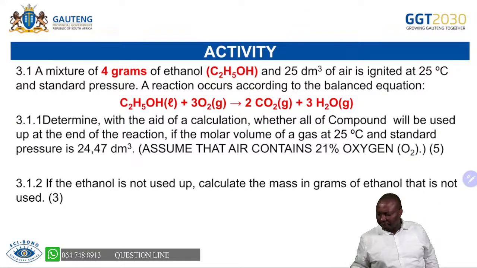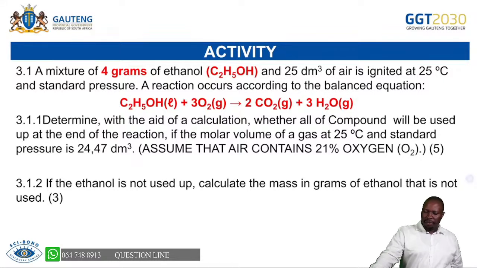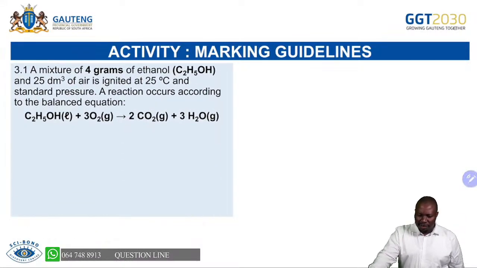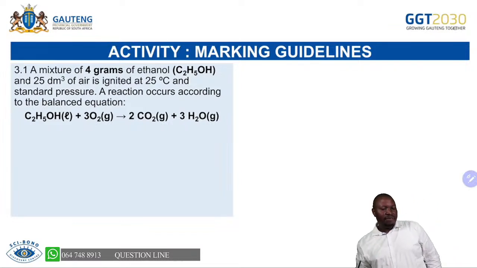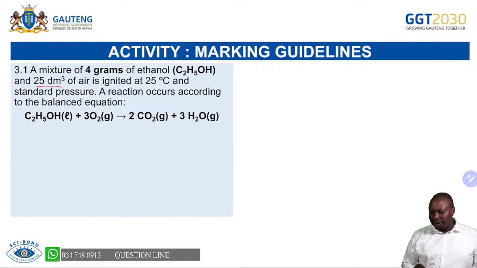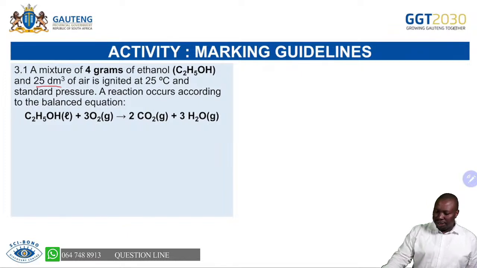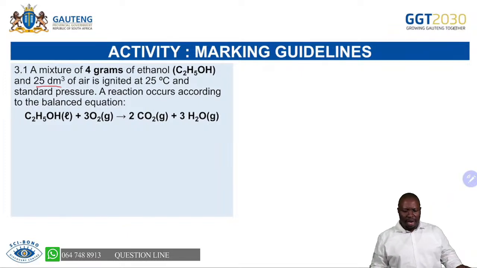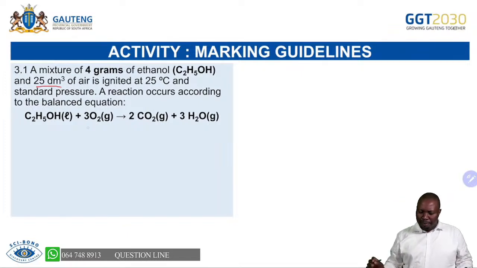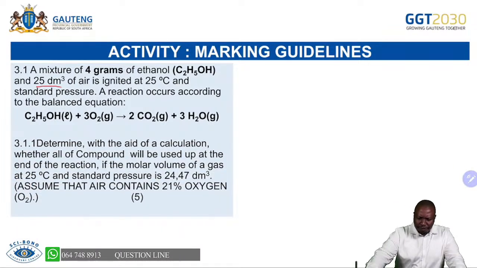Welcome back. Hoping that you have dealt with this question, which is your activity. You were given a mixture of 4 grams of ethanol and 25 mils of air, which was ignited at 25 degrees Celsius and standard pressure. A reaction occurs according to the balanced equation. So the balanced equation was given as usual.